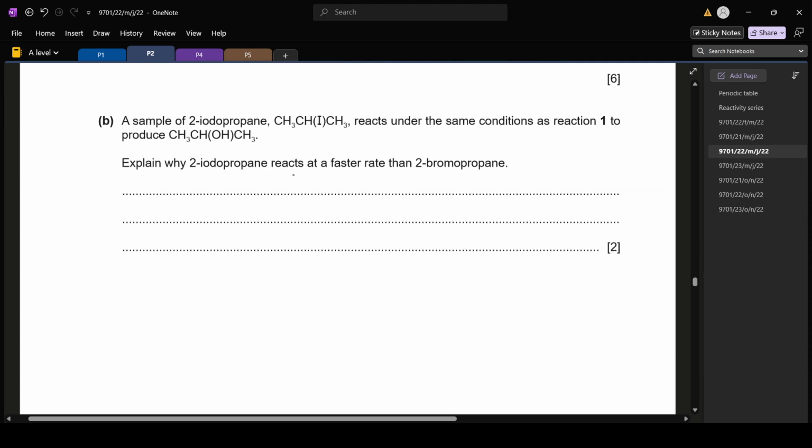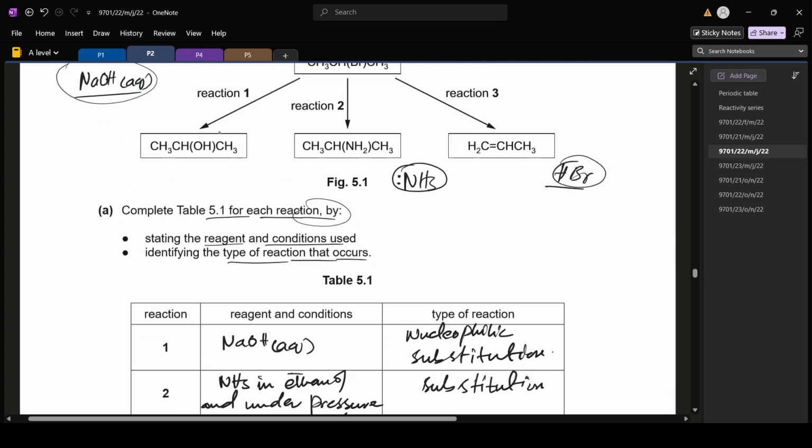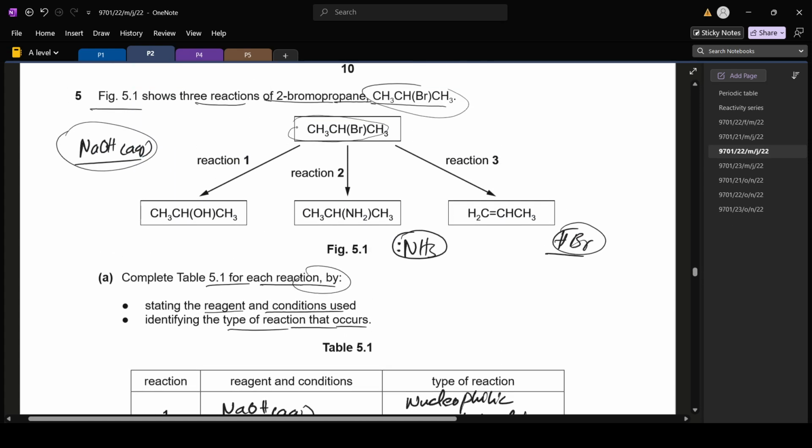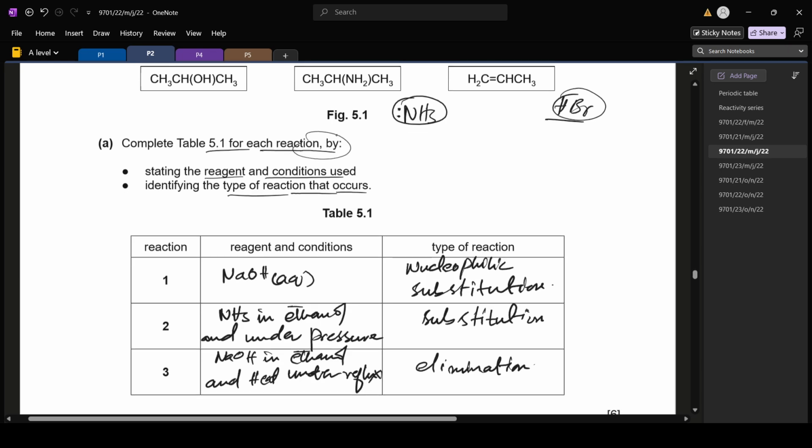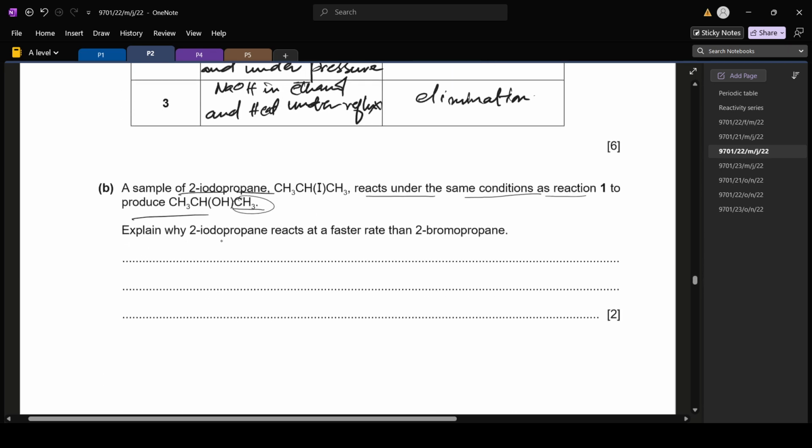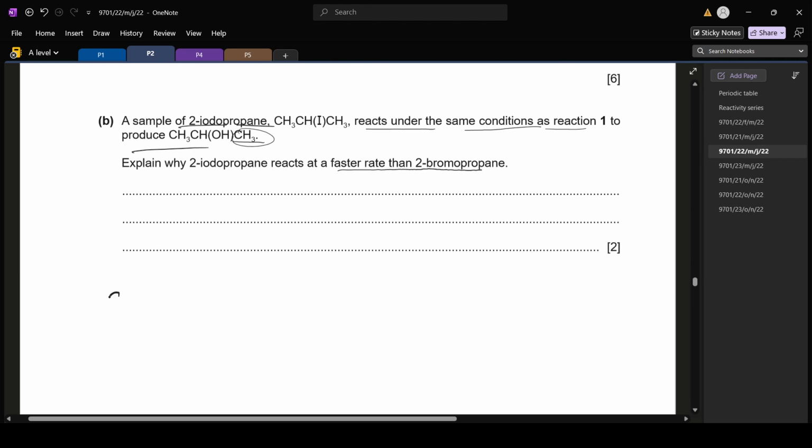Okay, part B. A sample of 2-iodopropane reacts under same condition as reaction 1 to produce CH3CHOHCH3. This is propan-2-ol. Okay, this is 2-bromopropane and this is 2-iodopropane. Explain why 2-iodopropane reacts at faster rate than 2-bromopropane, because the bond energy of carbon iodine bond is weaker than C-Br bond. Okay, that's why this reaction happens faster, because this bond breaks readily than this bond.